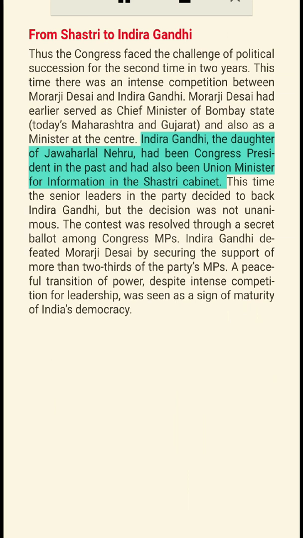Indira Gandhi, the daughter of Jawaharlal Nehru, had been Congress president in the past and had also been Union Minister for Information in the Shastri cabinet. This time the senior leaders in the party decided to back Indira Gandhi, but the decision was not unanimous. The contest was resolved through a secret ballot among Congress MPs. Indira Gandhi defeated Morarji Desai by securing the support of more than two-thirds of the party's MPs.